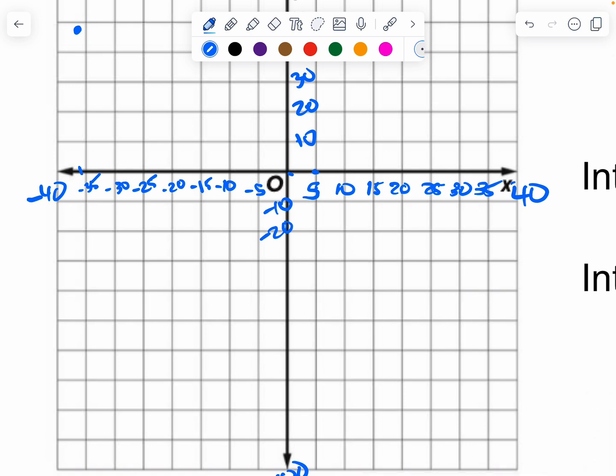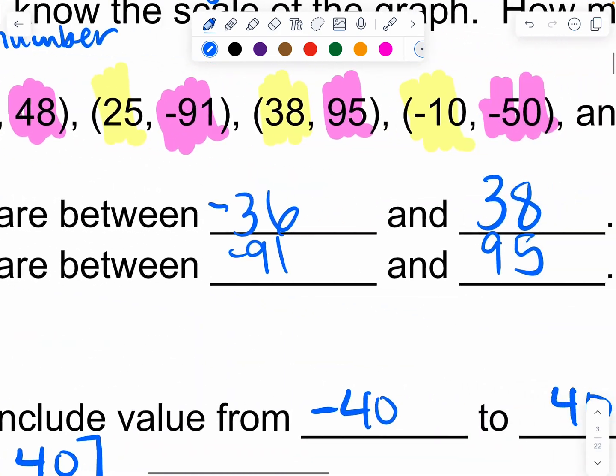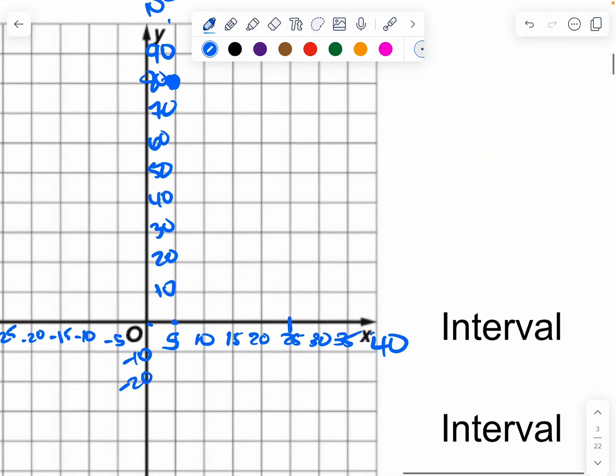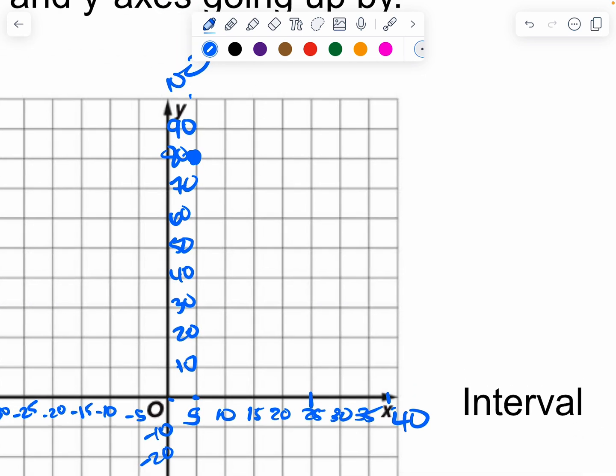Okay, (25, -91). So 25 is here. So we're going down, and this is negative 90. So right below that, somewhere right here, is going to be (25, -91). (38, 95). 38 is going to be about here, and 95 is going to be halfway in between. I should be writing this on here. (38, 95).